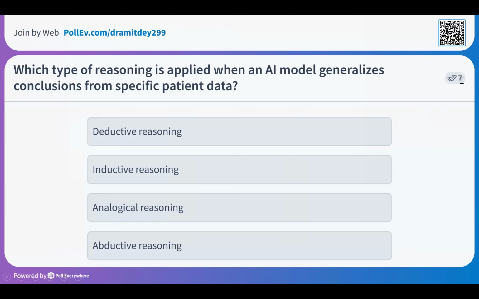This is an anonymous quiz. It is just to make sure that we are with you and you're with us in the understanding of what we are trying to. Okay, 9 responses. Can we have some more responses? Everybody participate in this. So let's understand the question. Which type of reasoning is applied when an AI model generalizes conclusion from specific patient data?